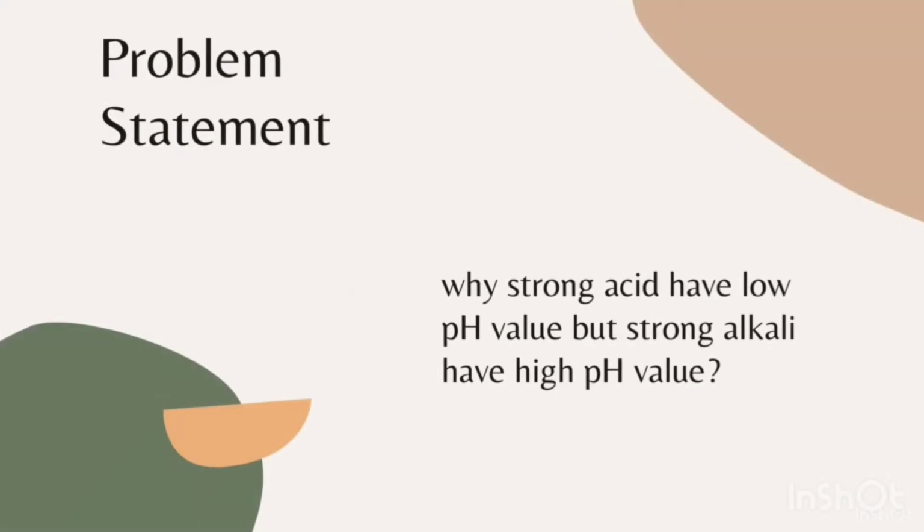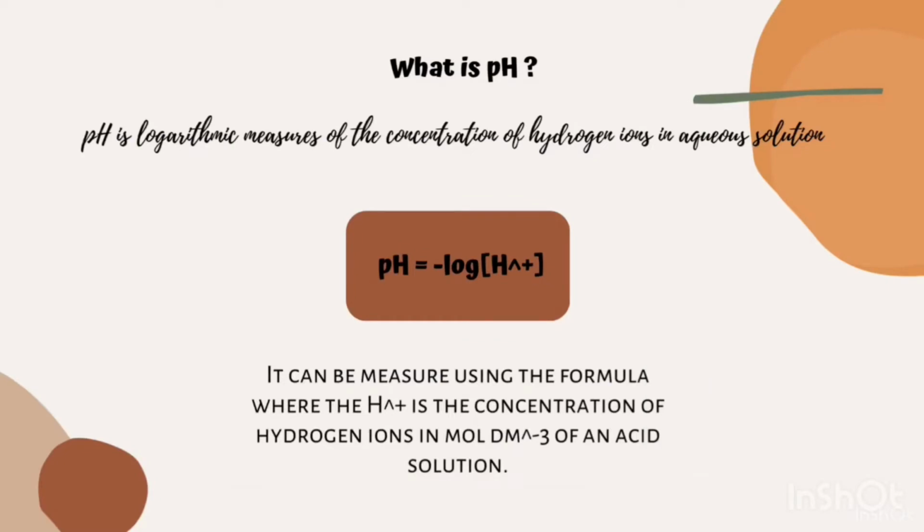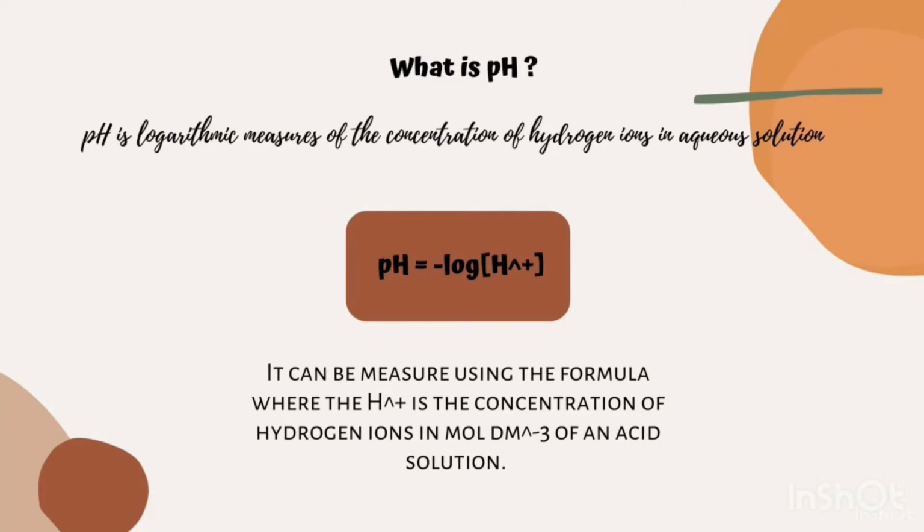Have you guys ever wondered why strong acid have low pH value but strong alkali have high pH value? So today we're going to find out how these things can happen. But first of all, we need to know what is pH. So pH is actually the logarithmic measure of the concentration of hydrogen ion in aqueous solution.